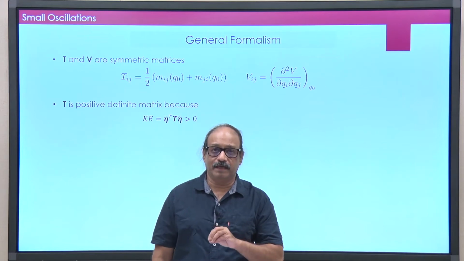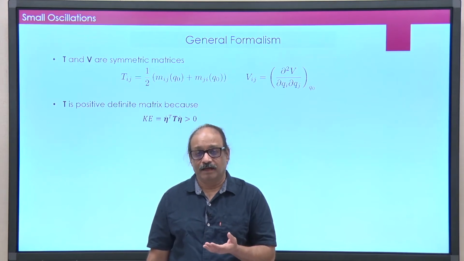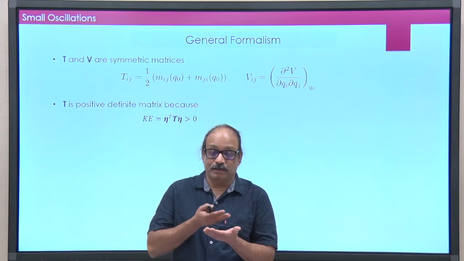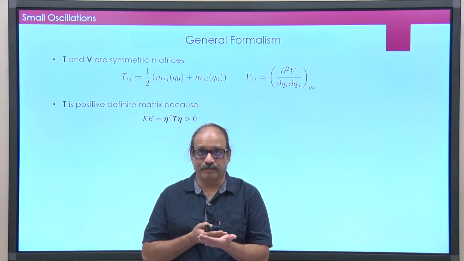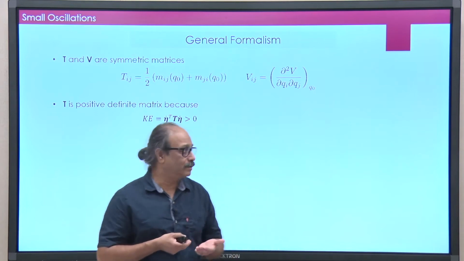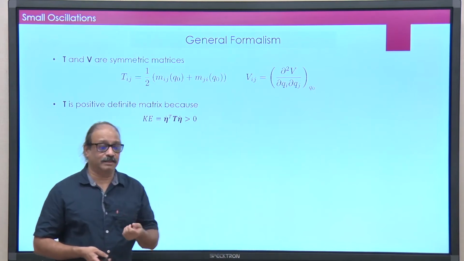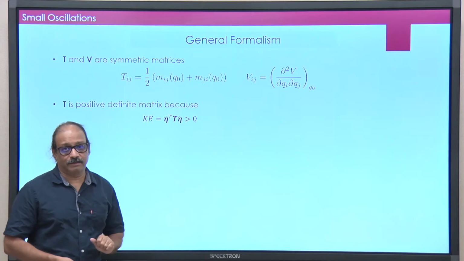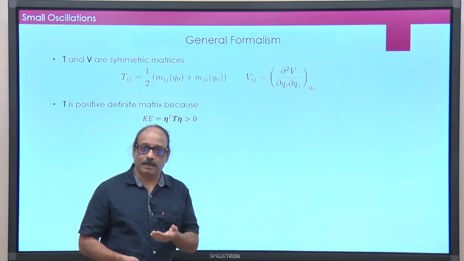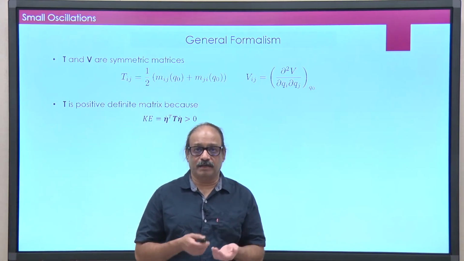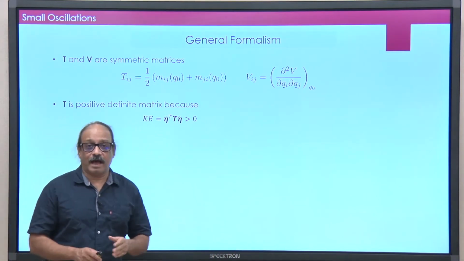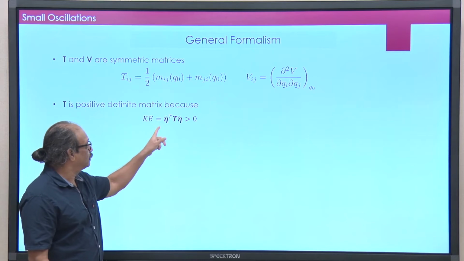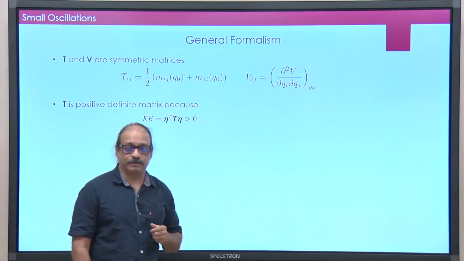Now, when will it be 0? If that is 0, then quite clearly your system is actually sitting on the equilibrium point. And if it is sitting on the equilibrium point with all velocities 0, then your kinetic energy would be 0, but that is of course a trivial problem to solve. So, we are not considering that problem, we will be considering a problem where there actually is oscillation. So, the kinetic energy matrix is positive definite.